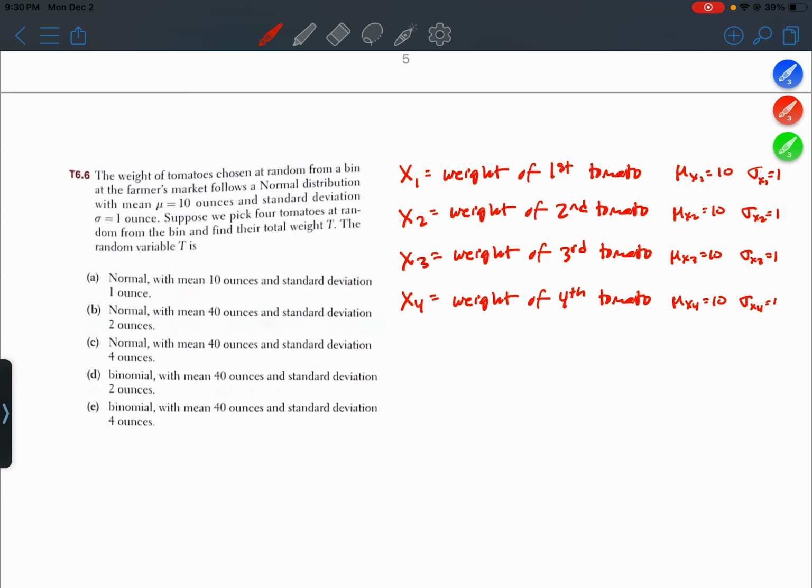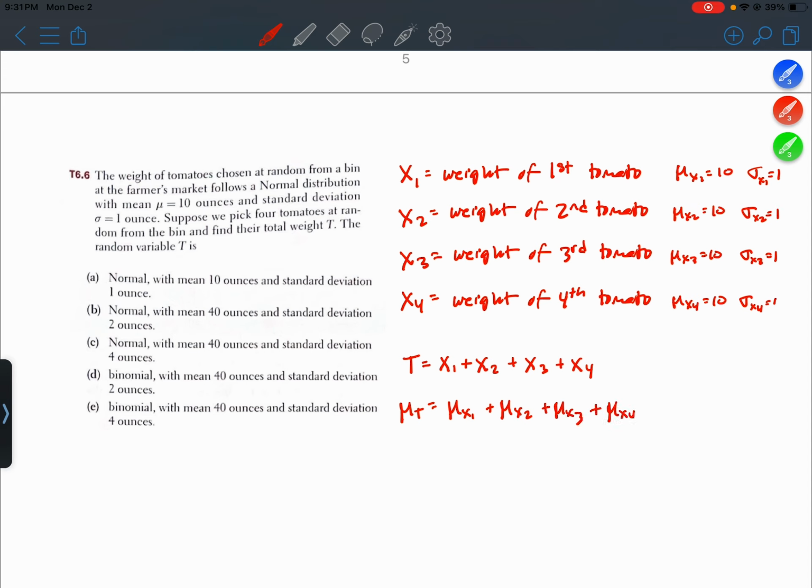All right, so now the last variable, T, is the total weight. That means T is equal to the sum of X1 plus X2 plus X3 plus X4. So when we combine variables, the mean for the total is just the sum of the individual means. In other words, the mean for the total weight is going to be the mean from X1 plus the mean from X2 plus the mean from X3 plus the mean from X4.